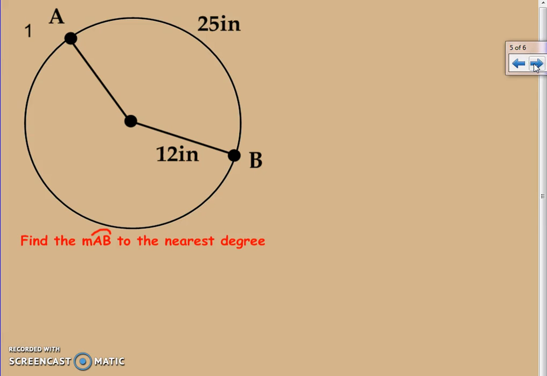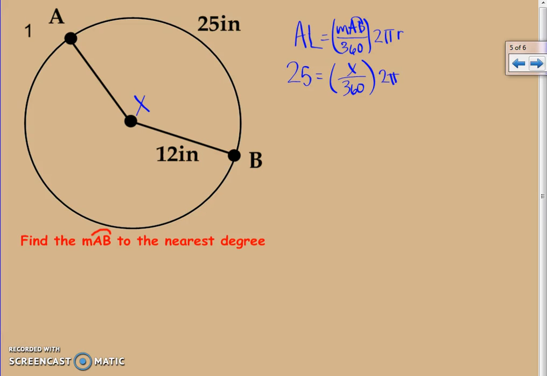All right, we've got two working backwards problems we're going to go through. So this one we're looking for the measure of AB. So we want to know how big is that angle right there. Let's start with the formula. We've got arc length equals measure of AB over 360 2 pi r. So what are the things that we know? The angle is what we're looking for, so we put an x there. And then we've got 2 pi, and it looks like the radius is 12.